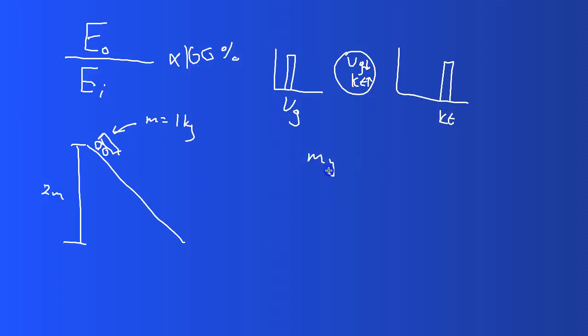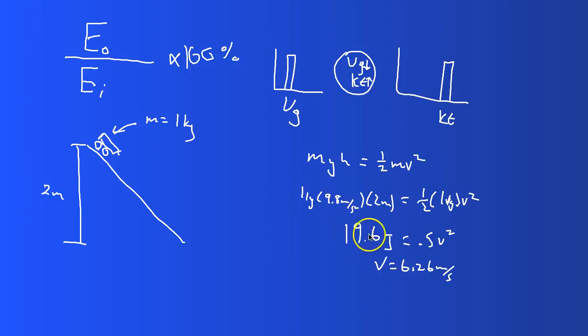Okay, so we could say mgh equals 1/2 mv squared, and we can make a prediction here. So 1 kilogram times 9.8 meters per second squared times our height of 2 meters is equal to 1/2 times 1 kilogram times v squared. We could solve for v here. So we have 19.6 joules of energy. We solve, we get a v of 6.26 meters per second. If this was the case, this would be a 100% efficient system, because all of our 19.6 joules of energy that we started with is what we ended up with.